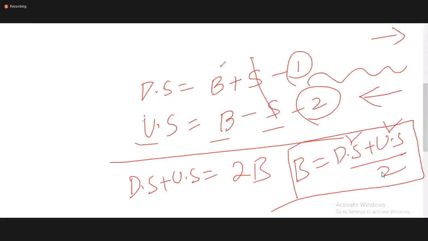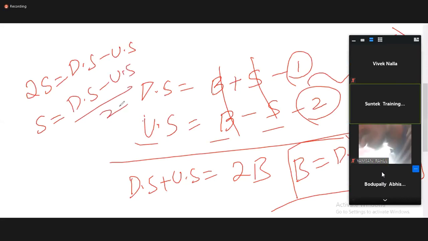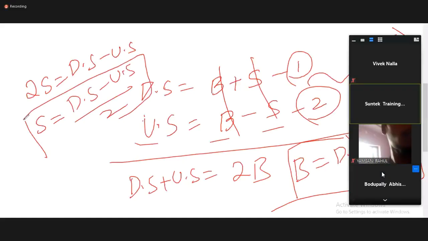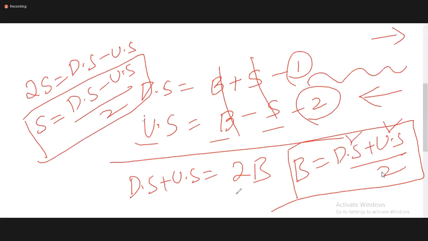If you subtract them, what will you get? The boat speed will get cancelled. So 2s is equal to downstream speed minus upstream speed. Then stream speed is equal to (downstream speed minus upstream speed) divided by 2. Got it? Yes. Okay.